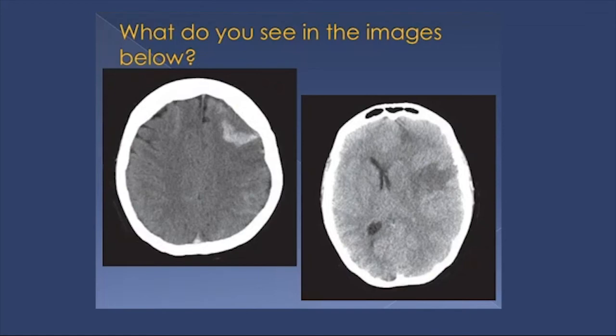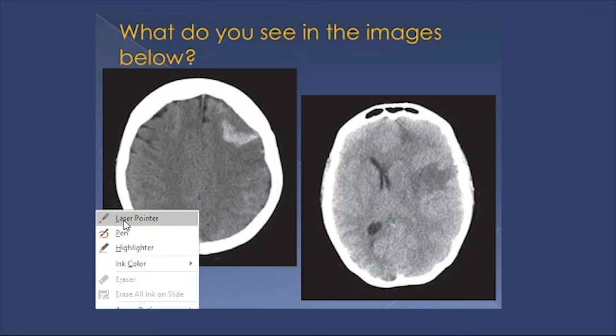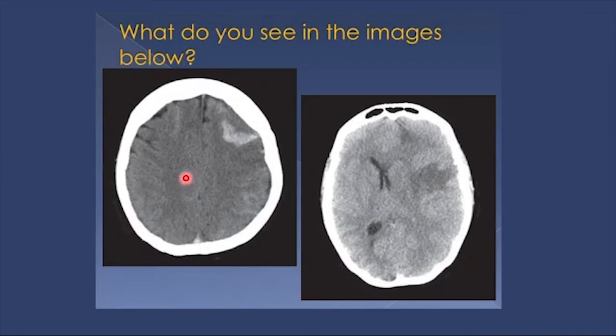Quick, what do you see in this image? There's a bleeding on the left. Okay. The effacement of the sulci and the midline shift. Okay. What else do you see? We don't see the ventricle. Okay, fine.